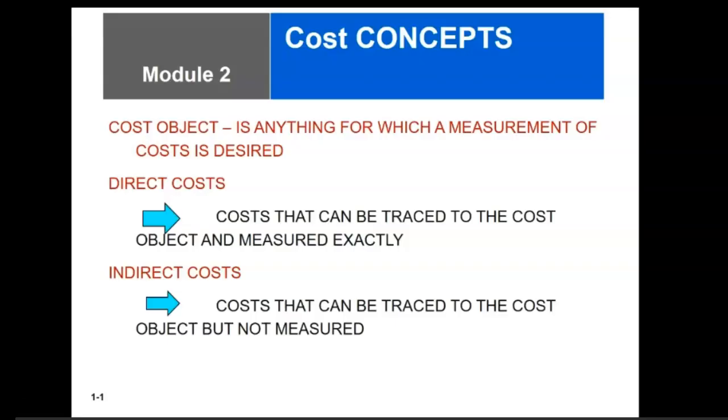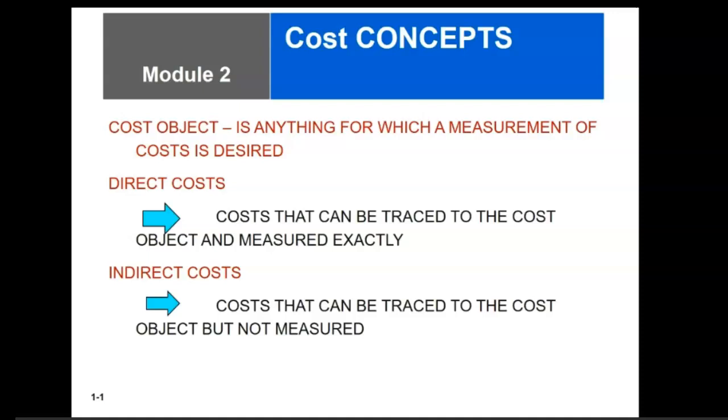Module 2, Know Your Costs. Now, when we talk about costs, I have to introduce a few cost concepts. To begin with, the cost object. The cost object is anything for which I want to accumulate costs. It could be the cost of paving a highway for a kilometer, a cost of a hotel room, anything.